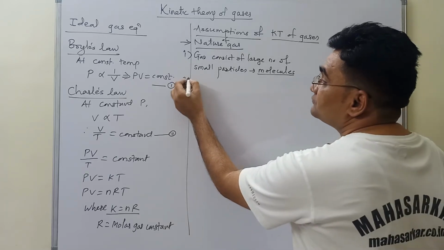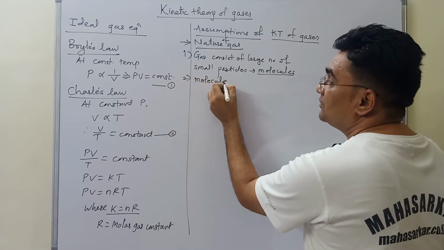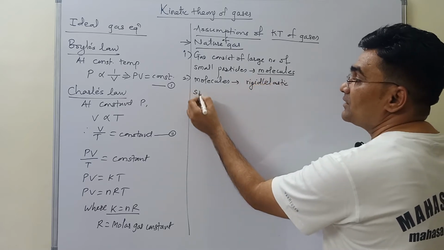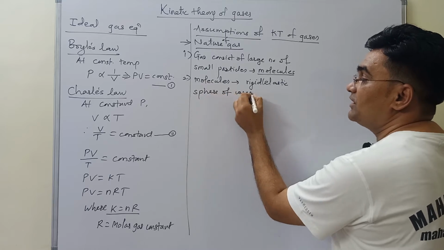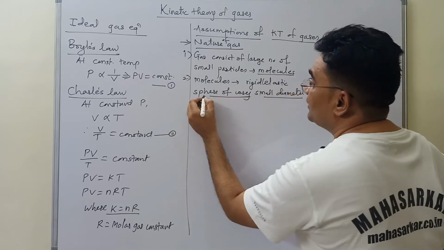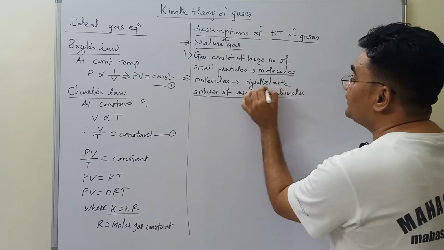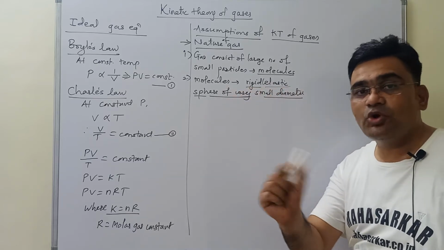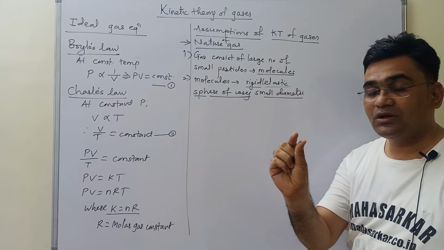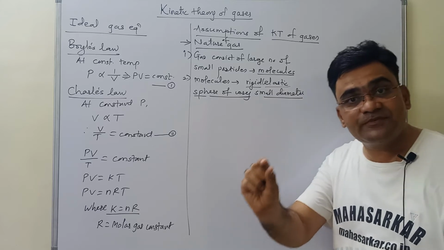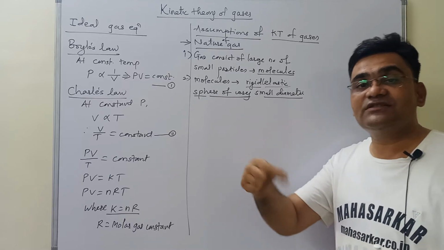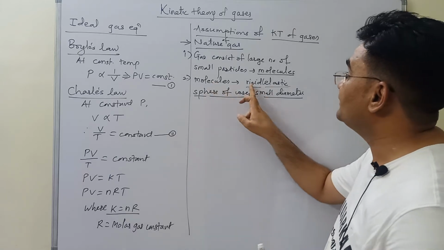Second, these molecules are rigid elastic spheres of very small diameter. So their size is very small, they are elastic and also rigid. How can both these words be used in the same sentence? If you have seen balls made of thermocol, they have a specific size. If you compress them, they will get compressed. As soon as you release them, they will regain their original shape. So at the same time, they are rigid also and elastic also.